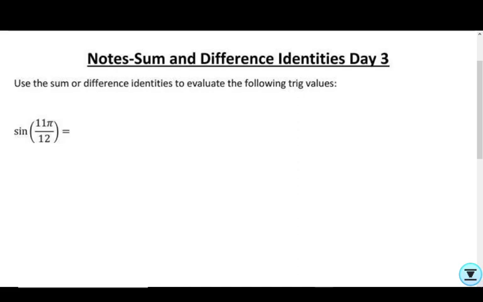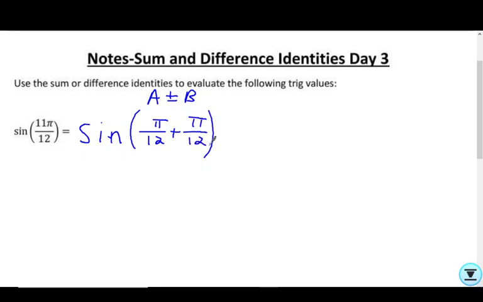You could use the half angle identity on this, but since the directions say to use the sum and the difference identities, that's what we're going to do. So the first thing I need to do is split up my angle, because I need to change it into the form of either A plus or minus B to use it. So I know when I split this up, I'm going to get something in this form. So what we need to figure out is, what could we do to get those to be unit circle values?